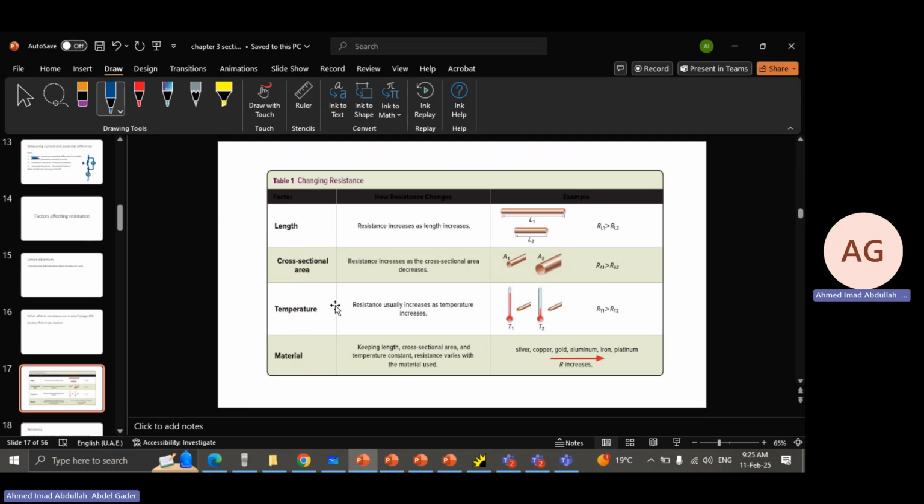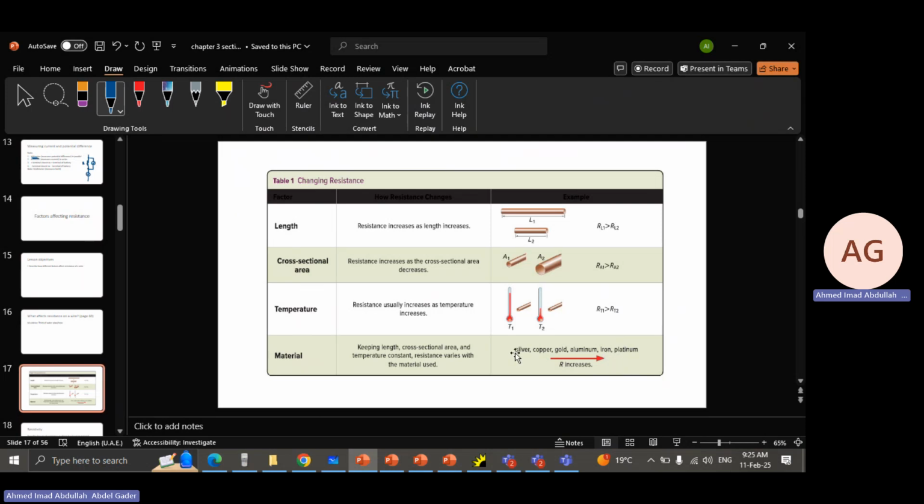And obviously, finally, resistance is dependent on the material. So for instance, if we look here, the lowest resistance material on this table is silver, meaning it is the best conductor. And from this table, the material with the highest resistance, meaning the worst conductor between the materials mentioned, is platinum.